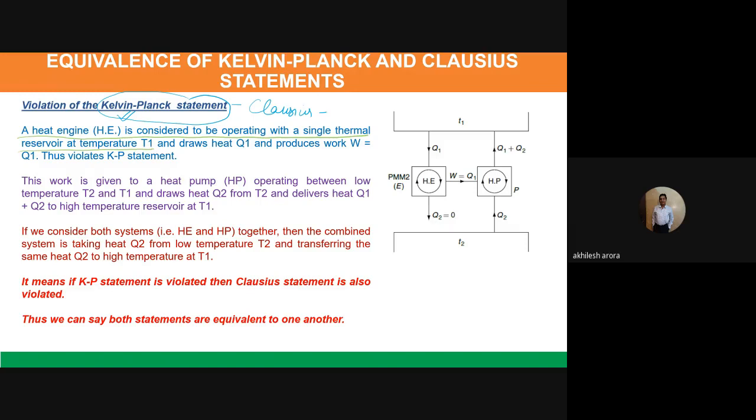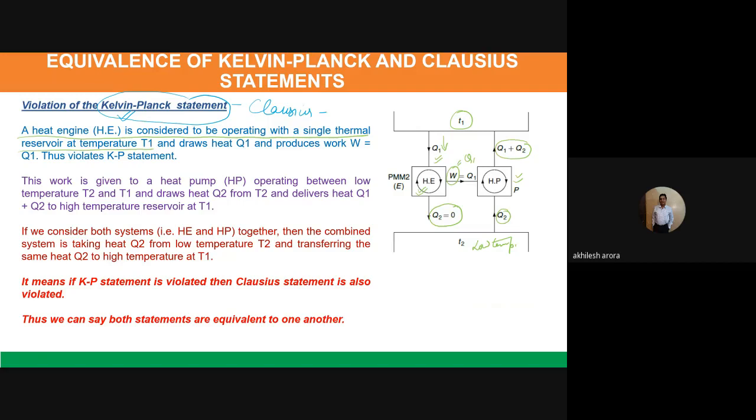So you can see it here. We have a high temperature reservoir, which is at temperature T1. We are taking Q1 amount of heat from here and feeding it to the heat engine. And from this heat engine, we are getting the work W, because Q2 is equal to 0, so this W will be equal to Q1. And this Q1 is fed to a heat pump, and this heat pump is taking out the heat Q2 from a low temperature reservoir, and then we are throwing Q1 plus Q2 to the high temperature reservoir. I hope this much is clear to you.